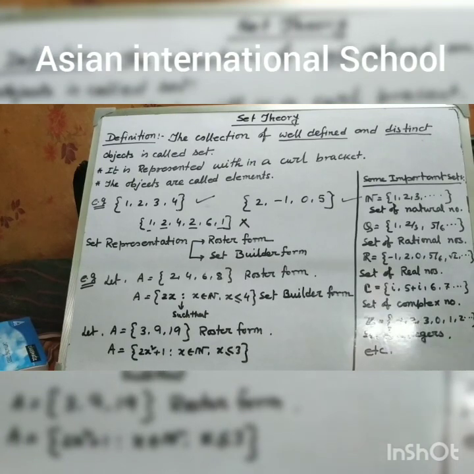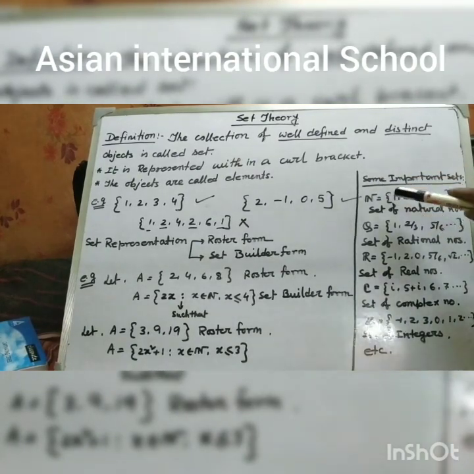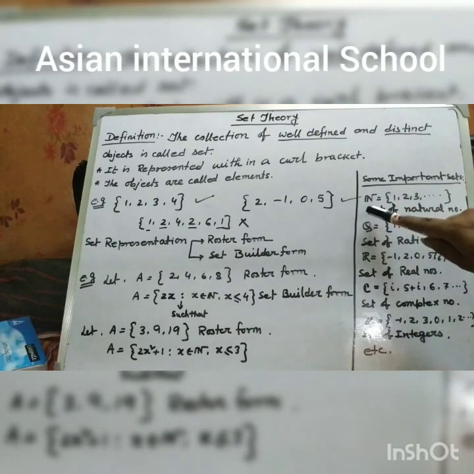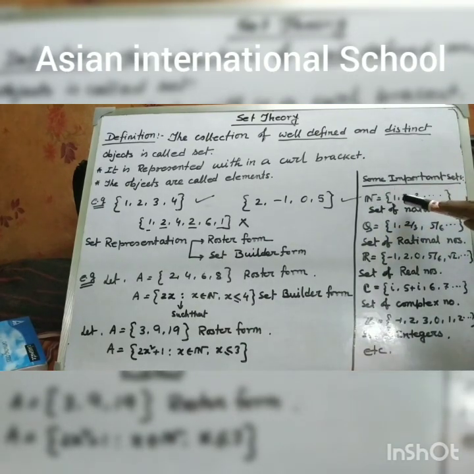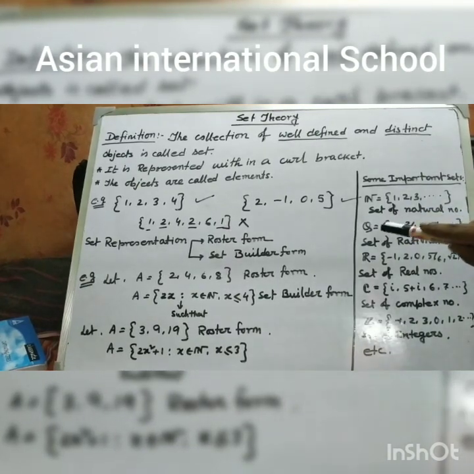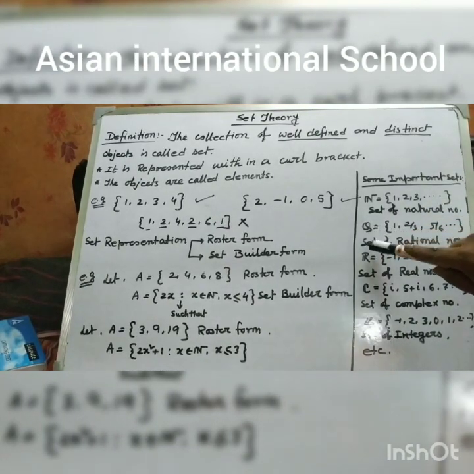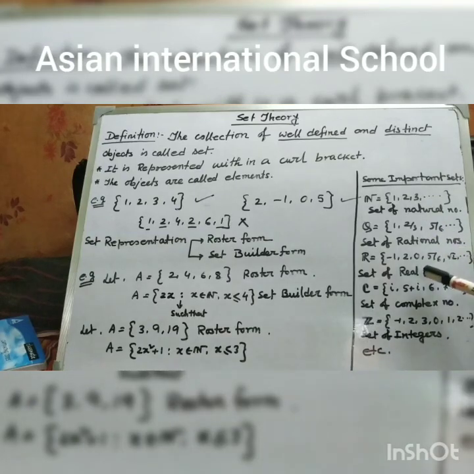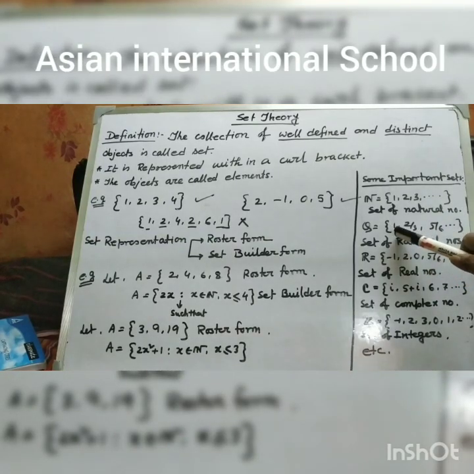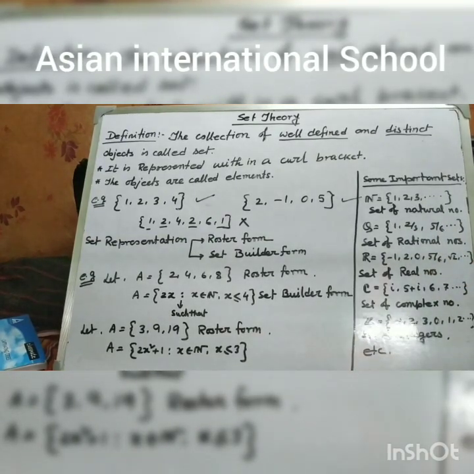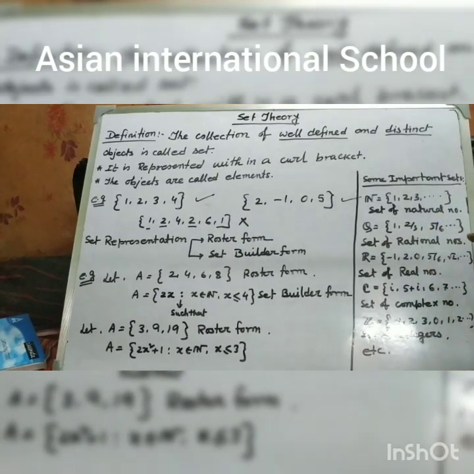Okay. Now here I have mentioned some important sets like N. N means natural numbers. It starts from 1: 1, 2, 3 and so on. Next, Q. Q is called the rational numbers. A rational number may be 2 by 3, it may be 5 by 6, it may be any fraction, it may be any whole number. They are called the set of rational numbers.